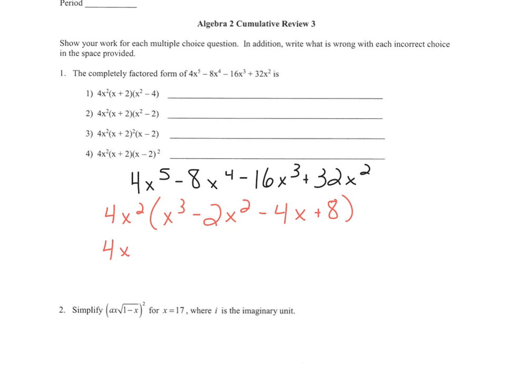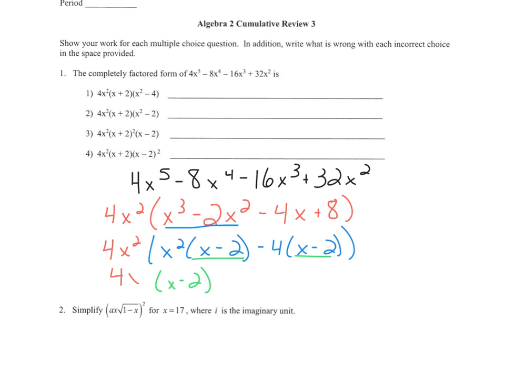So I'm going to leave my 4x squared on the outside. My first two terms have a GCF of x squared, so I'm going to take that out. And then my second two terms have a GCF of negative 4, so I take that out. I see my common binomial factor of x minus 2, so I'm going to put that in the front, keeping my 4x squared, and then I'm left with x squared minus 4.